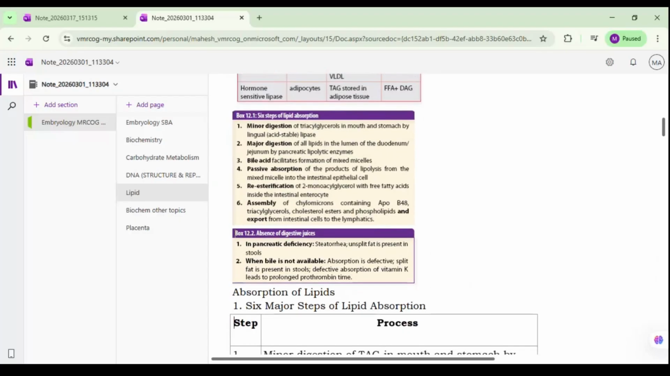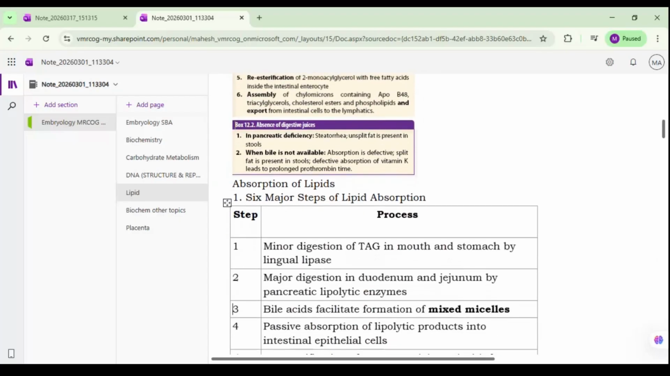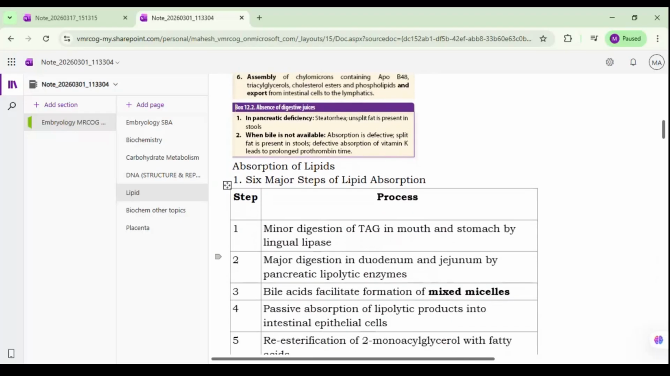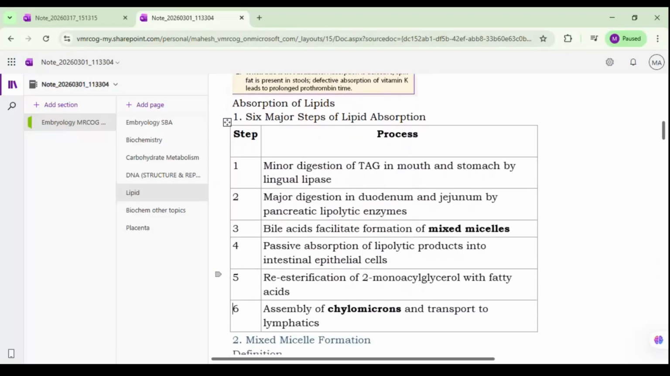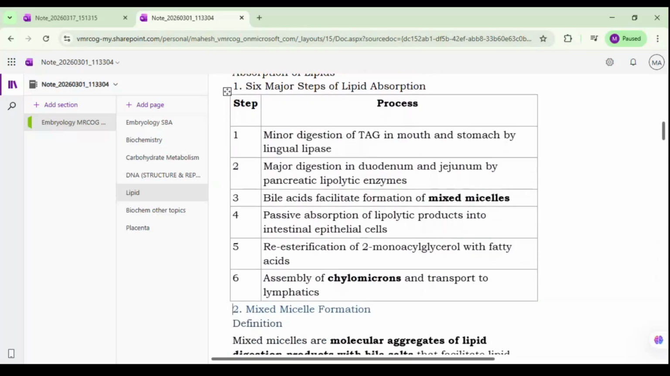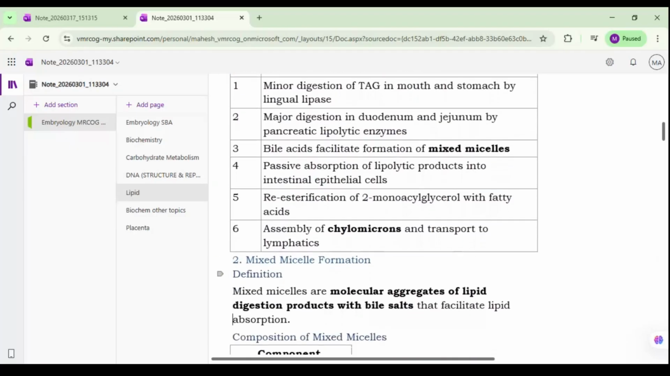Okay, so there are 6 major steps of the lipid absorption. Minor digestion of triacylglycerol in the mouth and stomach by lingual lipase, major digestion in the duodenum and jejunum by pancreatic lipolytic enzymes, bile acid facilitates formation of mixed micelle, and passive absorption of the lipolytic products into the intestinal epithelial cell is happening. Then there is a reesterification of 2 MAG with free fatty acid, and this assembly of chylomicrons will get transported via the lymphatics.